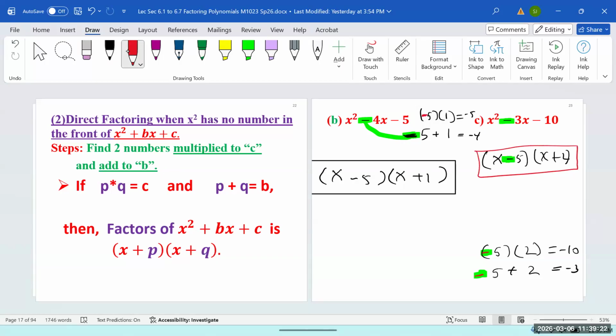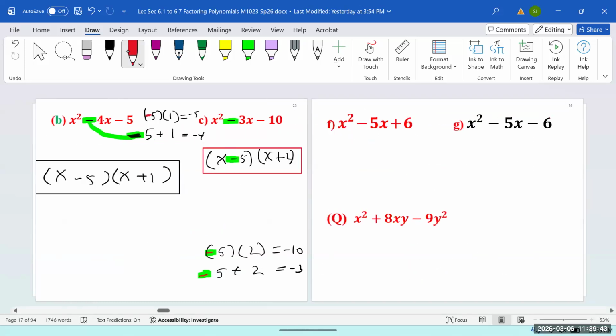This is called the direct factoring method. We don't have to do anything complicated to factor them out. We factor directly from the trinomial into two binomials. Any questions? Okay, I have a few, try them. You don't have to try alone, you can work with your neighbors.